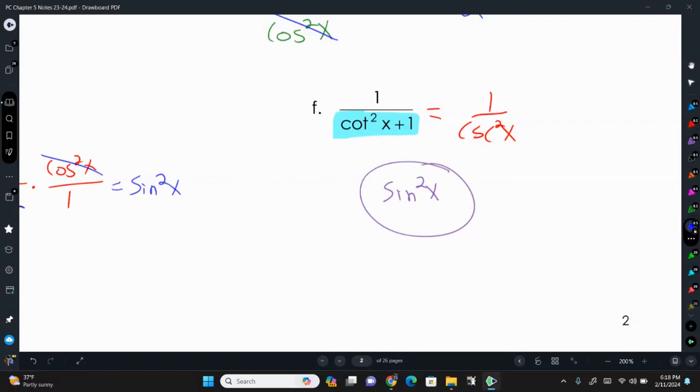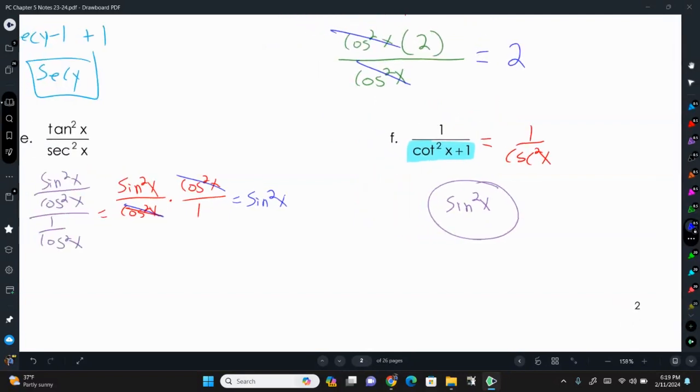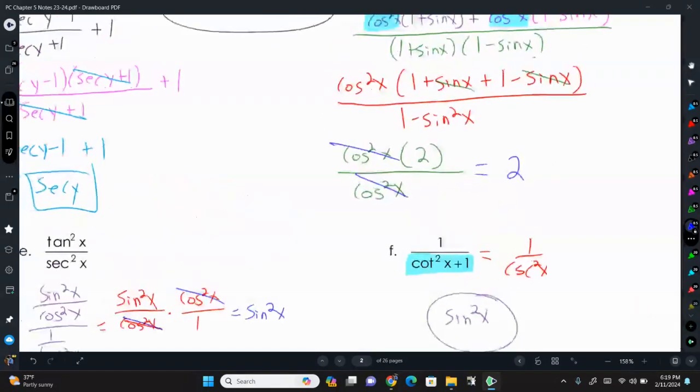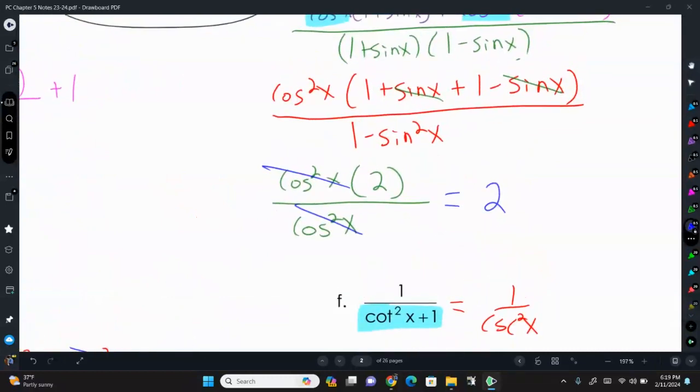So this lesson is actually a little bit more confusing than 5.2 because you just are told to simplify without any specific goal. Again, we're simplifying as far as we can go until we either have one trig function or a number like we had right here in this example. We just got 2.